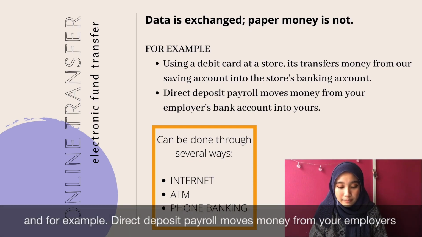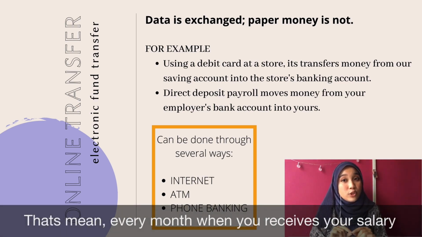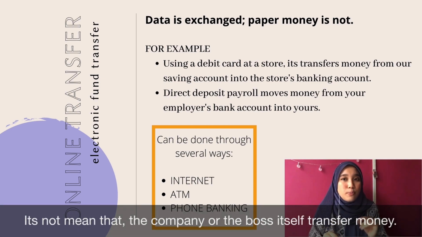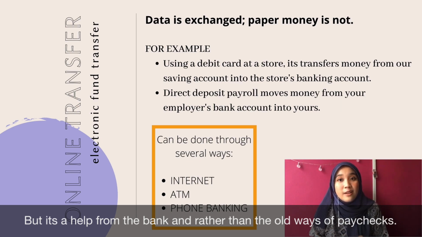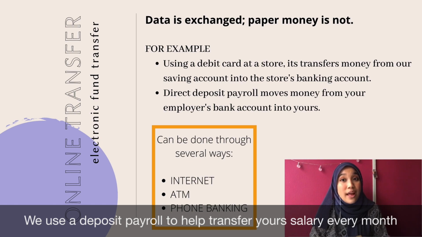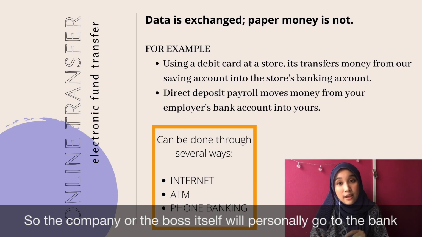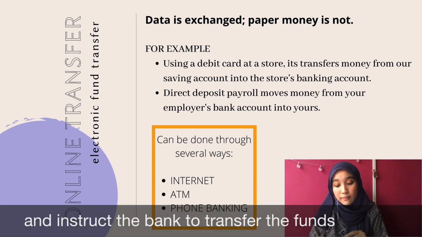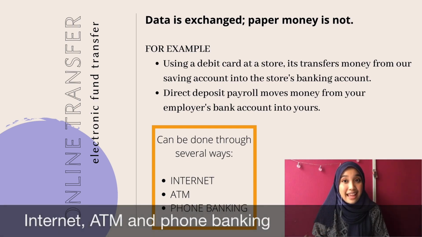For the second example, direct deposit payroll moves money from your employer's bank account into yours. That means every month when you receive your salary, it's not that the company or the boss itself transfers the money, but it's done by the bank. Rather than the old-way paycheck, we use direct deposit payroll to transfer your salary every month. So the company or the boss will go to the bank and instruct the bank to transfer the fund. Online transfer can be done in several ways, which are internet, ATM, and phone banking.